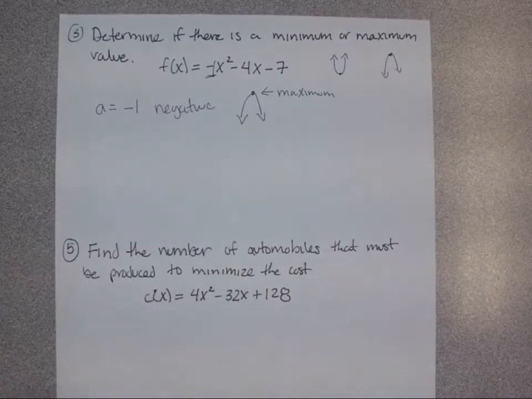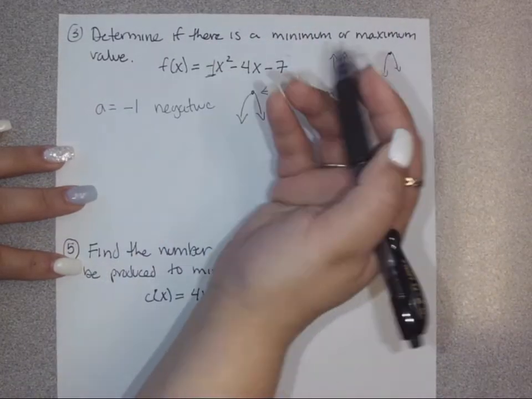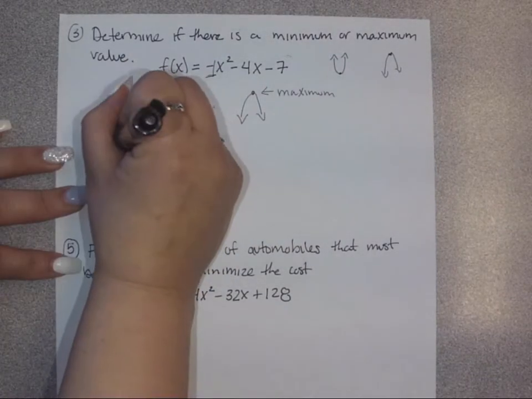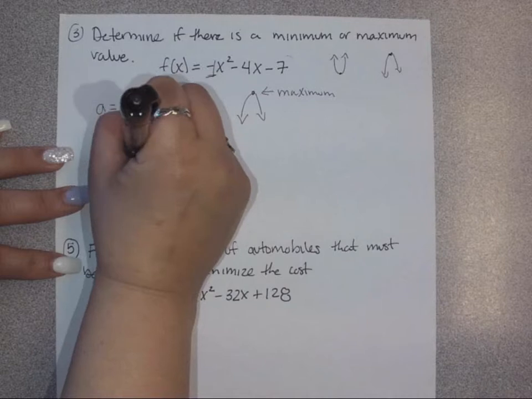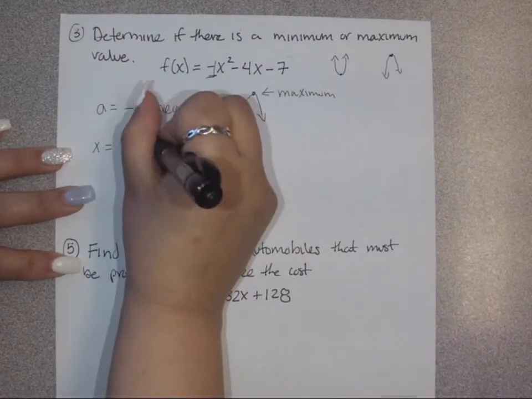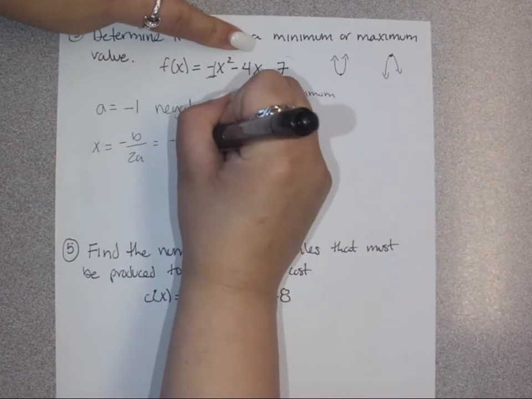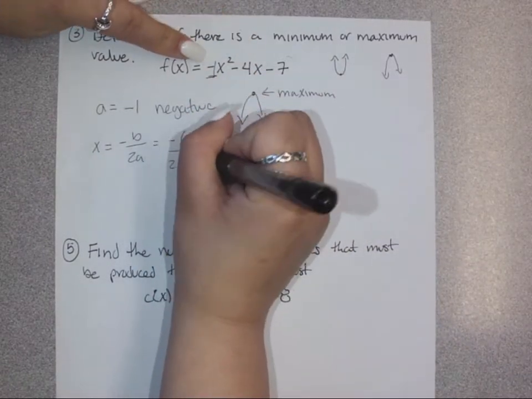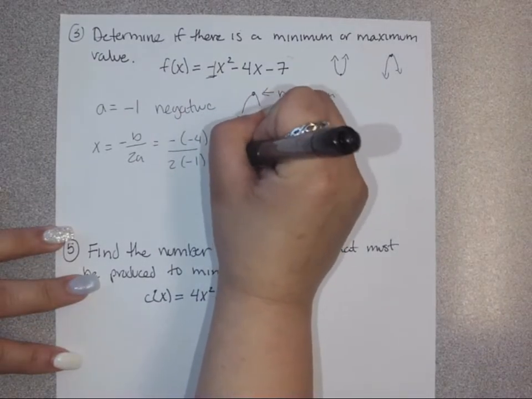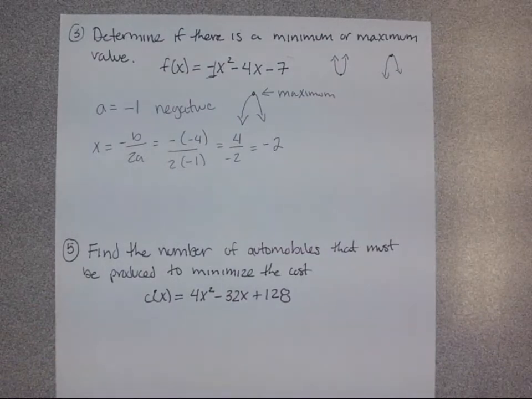Now, if we're interested in finding the actual point, because we're dealing with this form, we have to find our x value, and we find our x value by taking negative b over 2a. So we have negative, in this case our b is negative 4, over 2, and a is negative 1. That's how we get 4 over negative 2, which simplifies to negative 2.